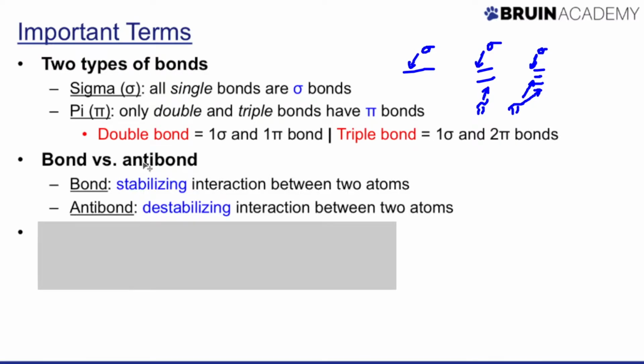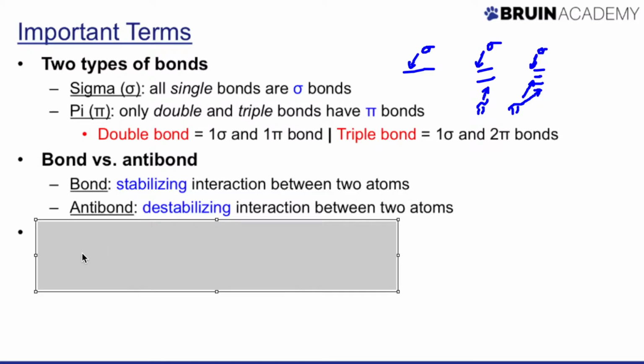The other thing you should know is the difference between a bond and an antibond. We've seen this before. Bonds are stabilizing interactions. They lower energy, so they increase stability. It turns out that for every bond that is formed, an antibond is also formed. Now, antibonds are the opposite. They're destabilizing interactions, so they actually increase energy. And we'll write out both bonds and antibonds on our molecular orbital diagrams.